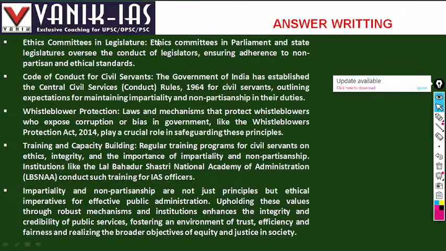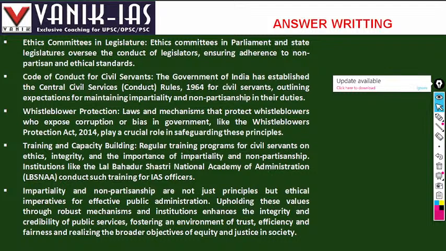Ethics Committee in Legislature: the Parliamentary Ethics Committee and the Ethics Committees in State Legislatures oversee the conduct of legislators, ensuring adherence to non-partisan and ethical standards. Then recently in the Lok Sabha, the Ethics Committee called the TMC MP on this ground. Code of Conduct of Civil Servants: the Government of India has established the Central Civil Services Conduct Rules 1964.